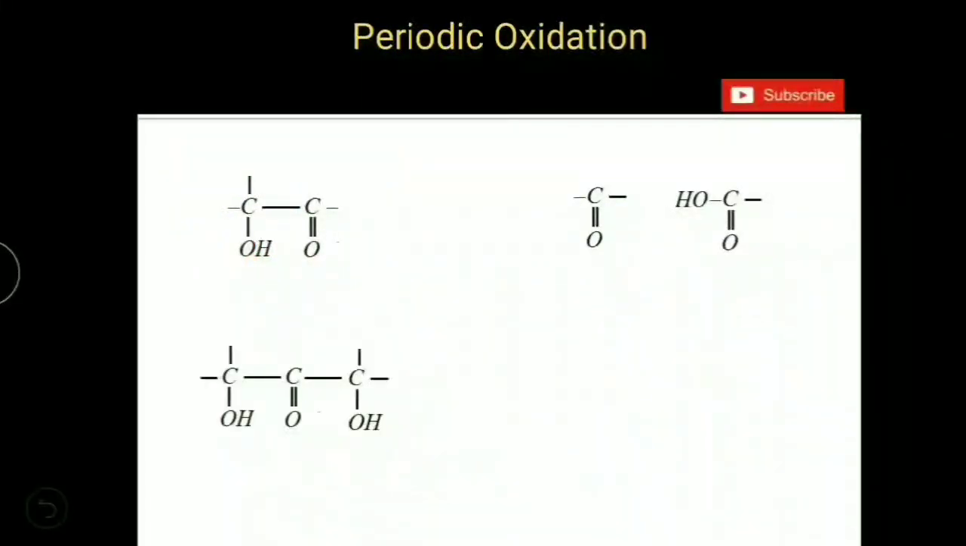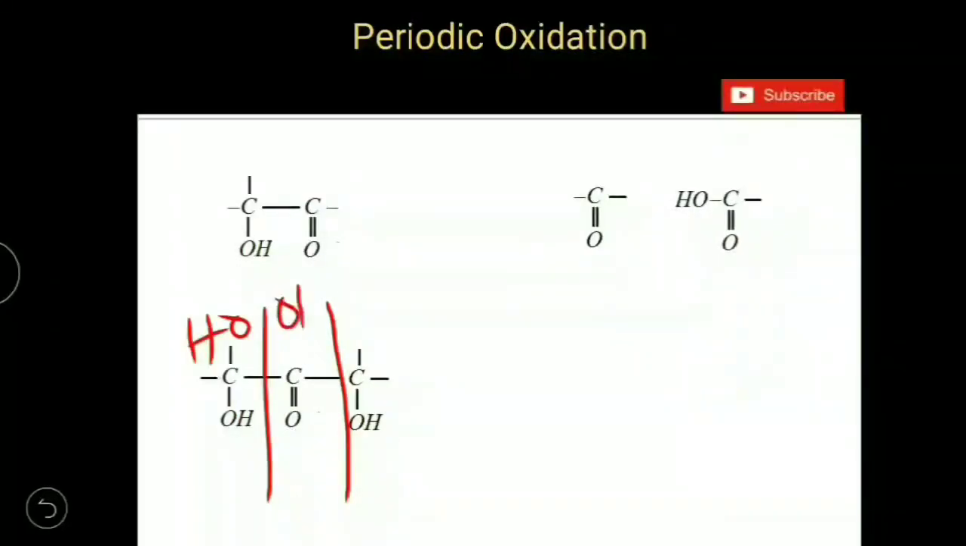Come to another structure which contains three functional groups: one OH group, one ketone group, another OH group. And we have two C-C bonds. During oxidation by periodic acid, C-C bond cleavage takes place. So first break these two C-C bonds and add OH groups on both sides of the cleavage. So two OH groups are added on both sides of this cleavage, and two OH groups are added on both sides of the cleavage of another C-C bond.